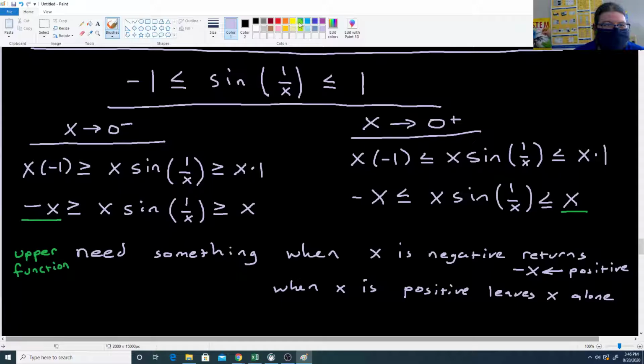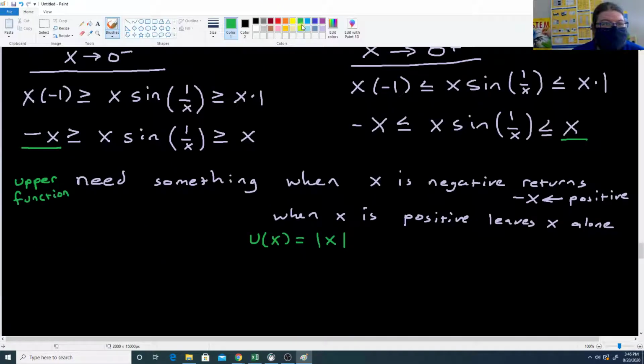So our upper limit, u of x, will be absolute value of x. Because absolute value of x returns negative x when you're negative. So if I put a negative 7 in there, it gives me back positive 7. And if I put a positive value in there, like positive 3, absolute value of positive 3 gives me back 3.